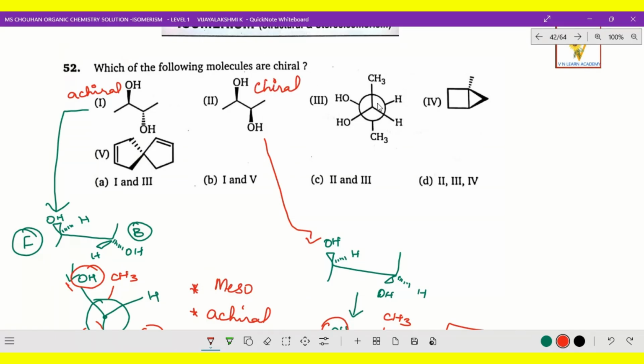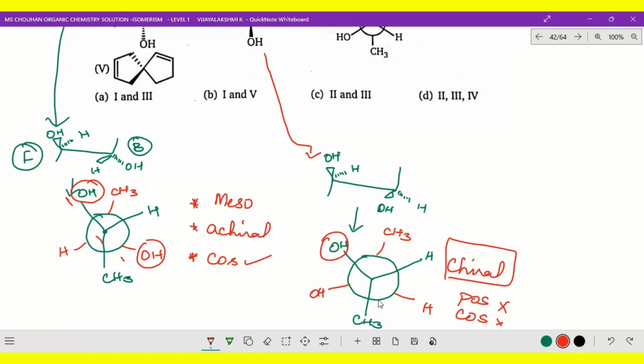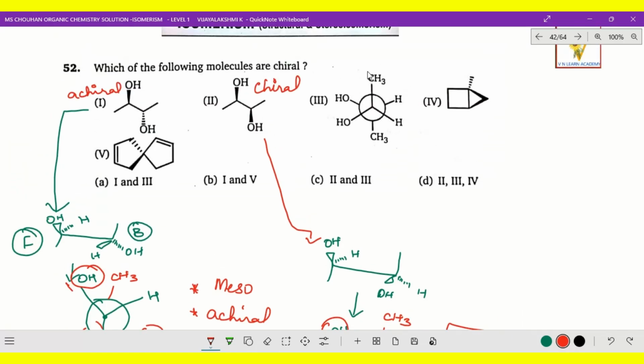Now the third compound. Here also we can identify with the same idea. CH3 and CH3 are the same. See, both are the same only: CH3, CH3, OH, OH and H, H, the same thing. So this is also chiral.